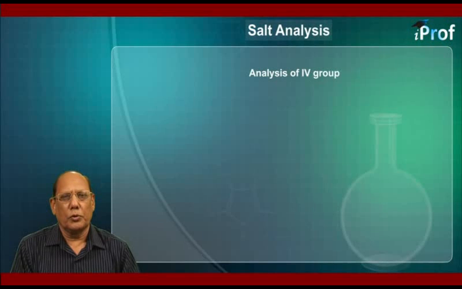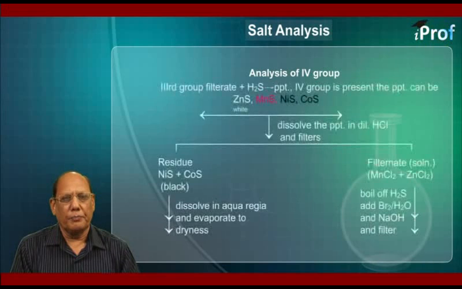Analysis of fourth group. For that, we take third group filtrate and pass H2S gas into it. If we get a precipitate, then fourth group is present. This precipitate can be that of ZnS, which is white, MnS, dirty pink, or NiS or CoS, both of which are black.